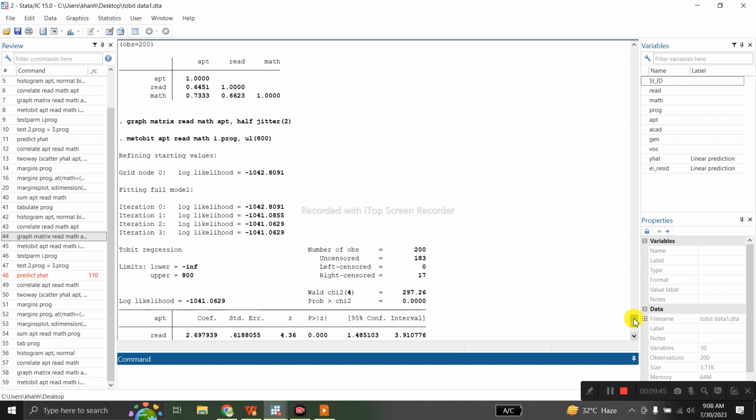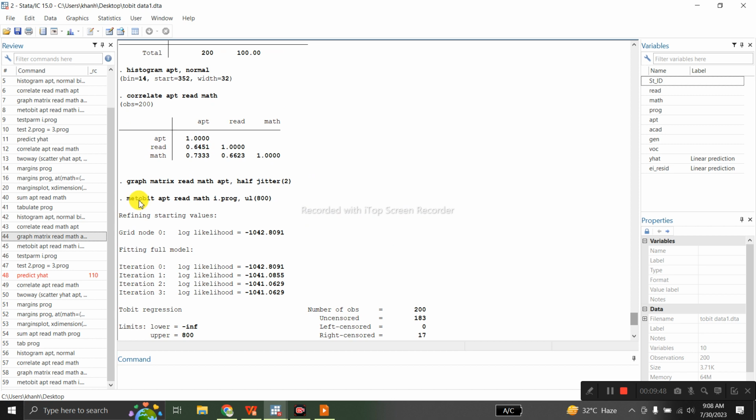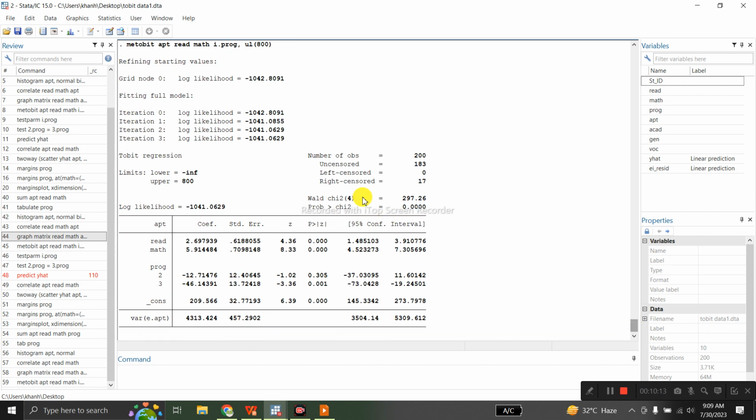Here is my estimation of the model. So the command is me_tobit. Apt is my dependent variable, read and math are my continuous independent variables, iprog is my categorical independent variable, that is nominal, and UL means upper limit, and this is censoring from above. So this is the iteration history. Here are some model level statistics, number of observations, and there are 183 uncensored, and this is left censoring, and 17 observations are censored from above.